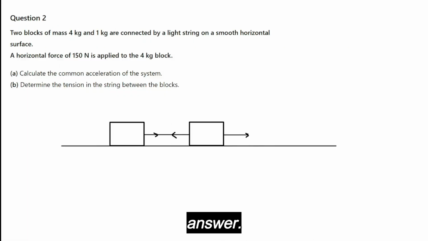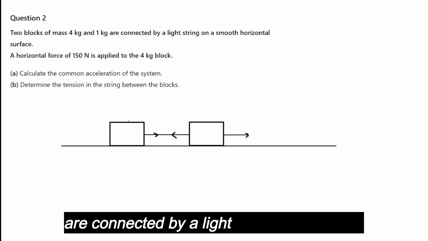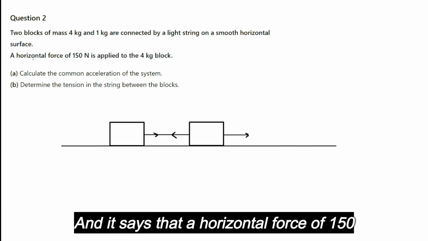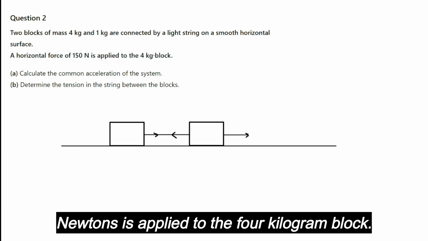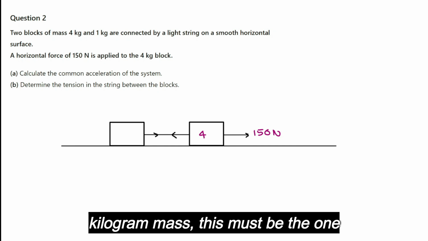Let's check the answer. Two blocks of mass 4 and 1 kilograms are connected by a light spring on a smooth horizontal surface, and it says that a horizontal force of 150 newtons is applied to the 4 kilogram block. So if this is 150, this must be the 4 kilogram mass, this must be the 1 kilogram.